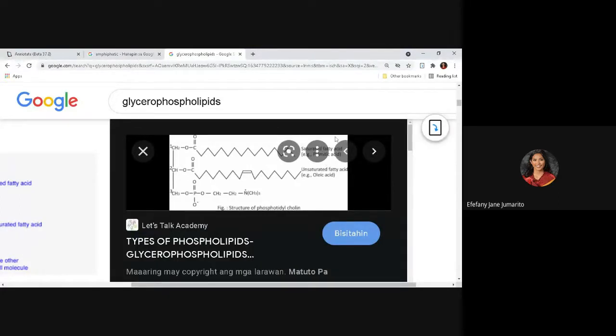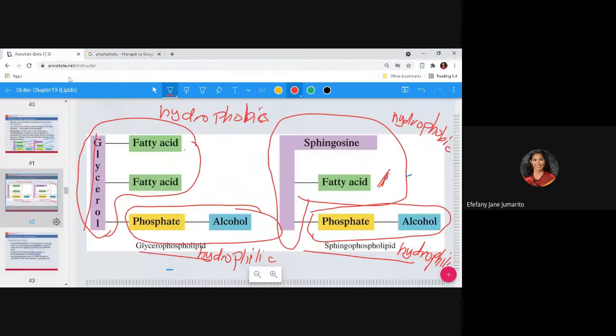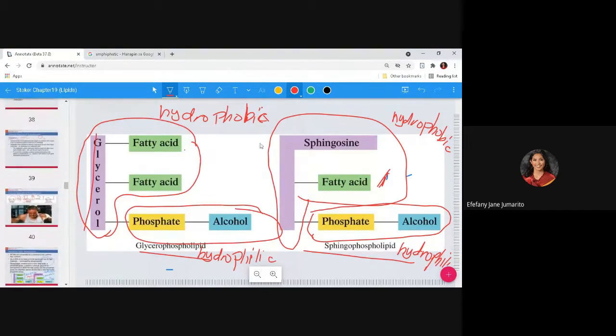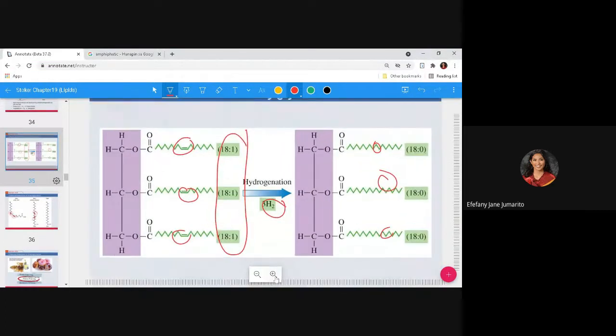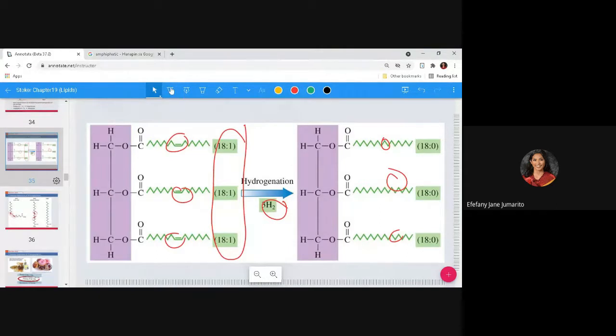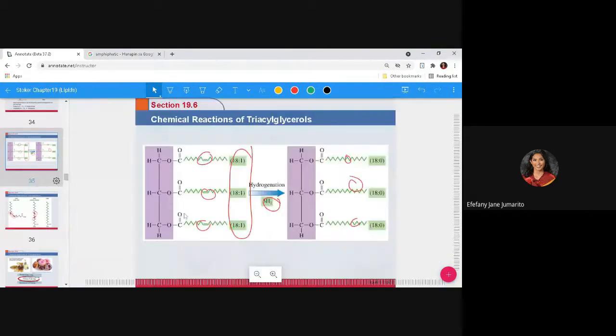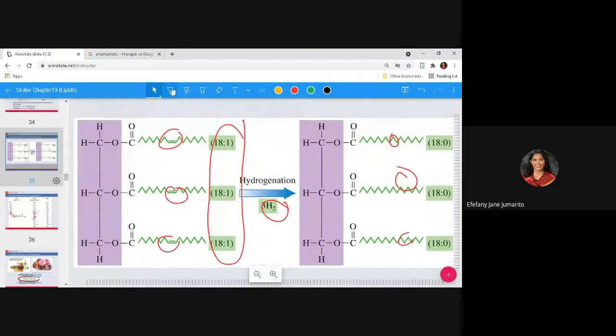When I say non-polar, it is your triacylglycerol, sorry. Your triacylglycerols are non-polar, whereas your phospholipids are polar. Okay, remember triacylglycerols. This one is your triacylglycerol. Now, this is non-polar. The whole molecule is non-polar.